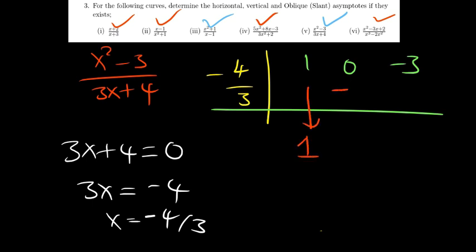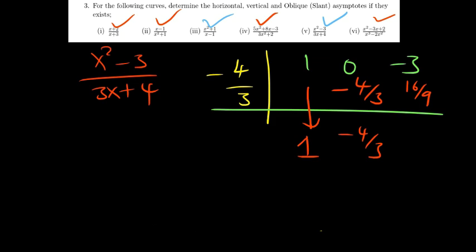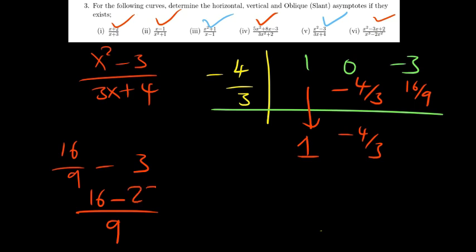So that would be negative 4 over 3. Add with a 0 to be negative 4 over 3. Multiply by negative 4 over 3 again to be 16 over 9. Now there, what you have is negative 3 plus 16 over 9. So 16 over 9 in other terms, 16 over 9 minus 3.